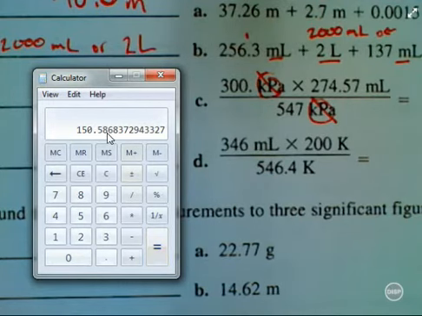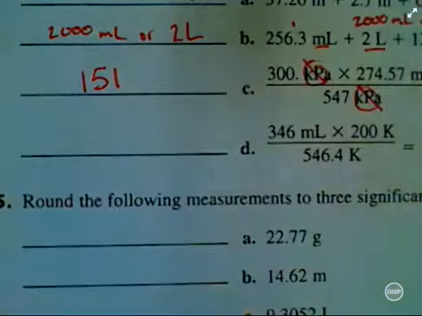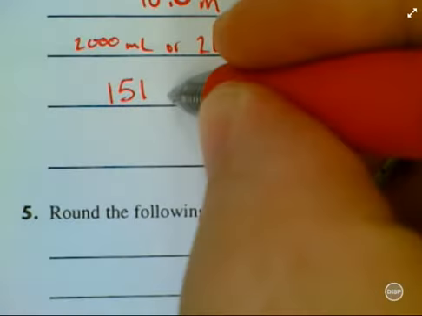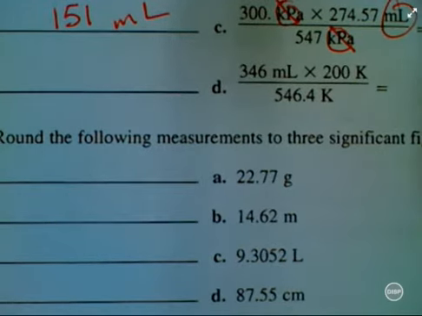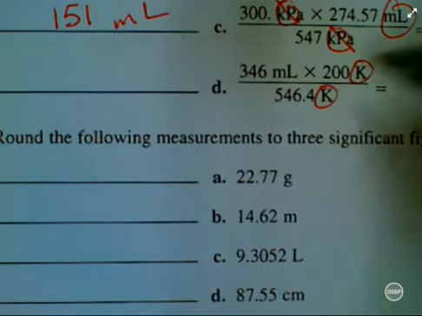Again, this is what the calculator is spitting out, but I need to consider the appropriate number of significant figures. Now I'm doing multiplication and division here, so I'm just going to search for the number that has the fewest number of significant figures. This has 5. This has 3. This also has 3. So I'm going to record my answer with 3 significant figures. So it's 150, but this 5 tells me to round that 150 up to 151. And I still do have a unit here, so I'll include that. 151 milliliters.